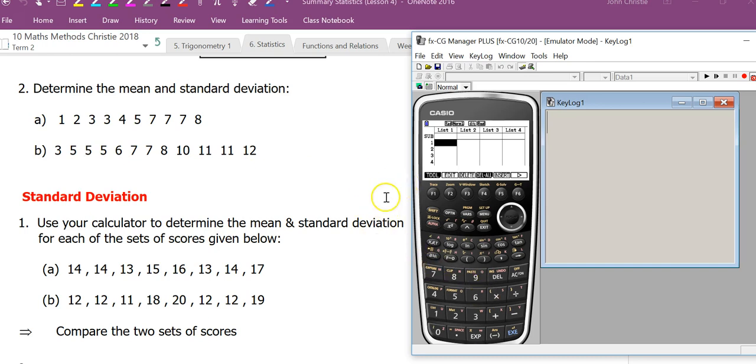We're going to go in and enter our data like we normally would in our statistics. So let's just quickly go back to the menu. We go to 2 statistics, and then we enter our data: 3, 5, 5, 5, 6, 7, 7, 8, 10, 11, 11, and 12 into our list 1. So we'll do that now. You can see there that our number 12 was actually our 12th piece of data.